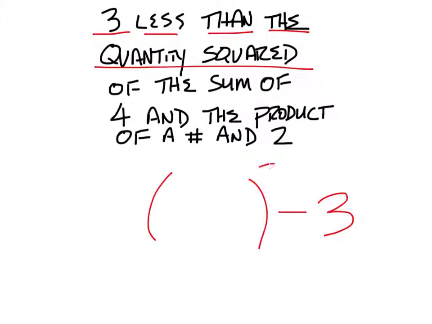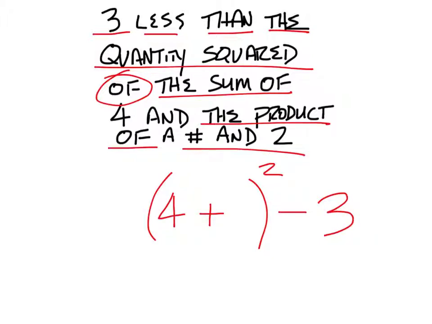Parentheses and squared. Now, of means this is going to be inside the parentheses. The sum of means I put what? Sum, I write what? Addition. The sum of 4, where does the 4 go? We'll put it on the left. And the product of a number and 2, what's that? 2x. Yes, so that's it.